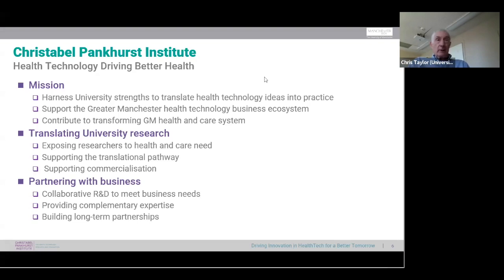So if I go back to the middle bullet on there, I think the toolkit you're going to hear about today was developed to provide support for the translational pathway. It was developed recognizing that a lot of people working in this space don't really understand the complexities of getting from an initial idea through to delivering something in the healthcare system.